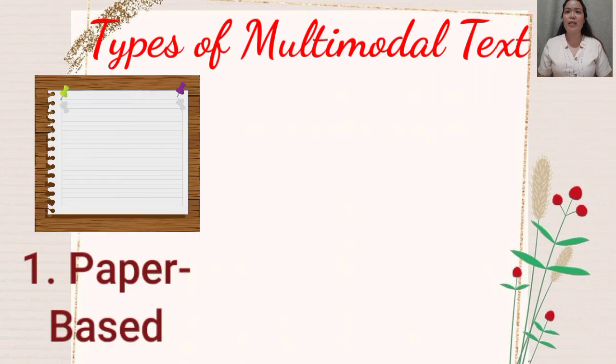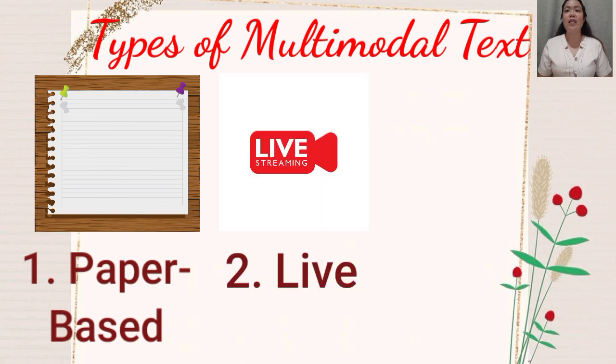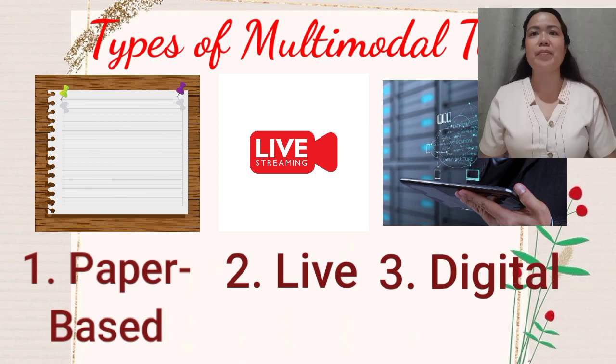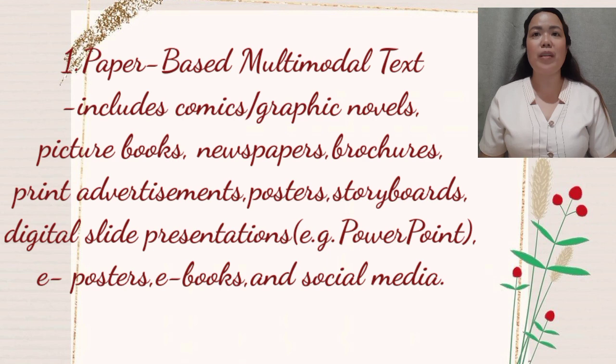Types of multimodal text. First, we have paper-based. Second, live. And the third one is digital. First, paper-based multimodal text includes comics, graphic novels, picture books, newspapers, brochures, print advertisements, posters, storyboards, digital slide presentations like PowerPoint, e-posters, e-books, and social media.